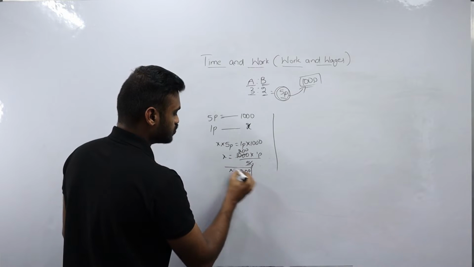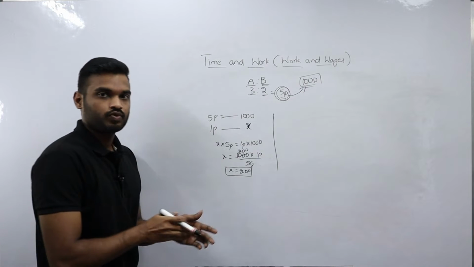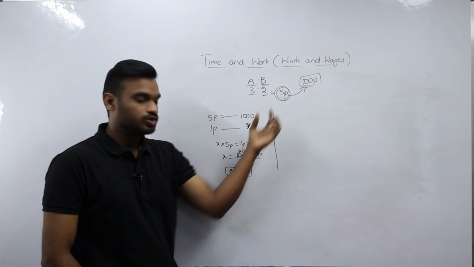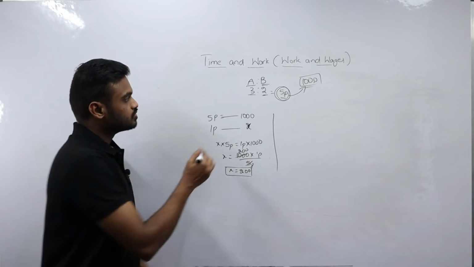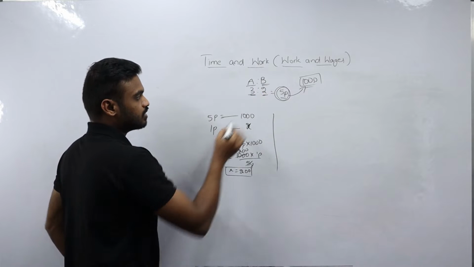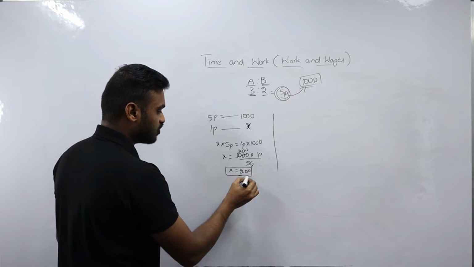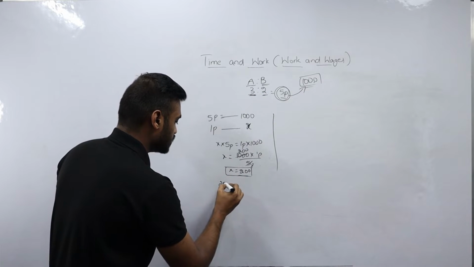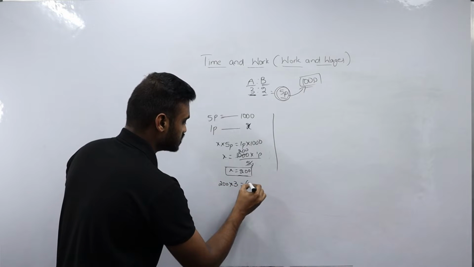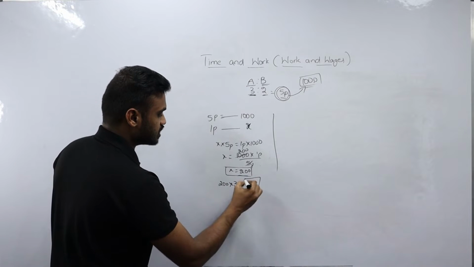So one part value is 200 in this 1000 rupees. 1000 rupees is equal to 5 parts, so one part value is 200. A share is 3 parts here. We know the value of one part, so 200 into 3 parts, that is 600 rupees. So A share is 600 rupees.